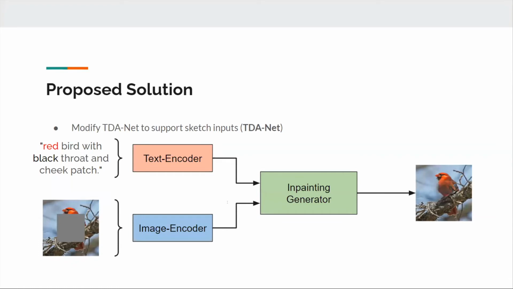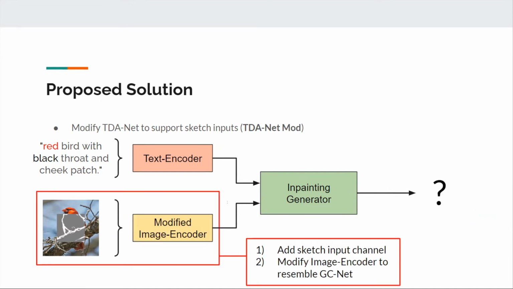Thank you, Khalid. Our proposed solution is essentially an extension of this TDANet network that we saw a moment ago. The TDANet only works with text inputs, and at a high level it has three components. The first is a text encoder, which learns how to extract information from the caption. The second is the image encoder, which learns how to extract information from the masked image. And then finally, it learns how to combine these and reconstruct the image. Our modification is only to the image encoder. We expand the inputs to allow for the sketch to be added, and then we also modify the image encoder itself to make its structure more resemble that of the GCNet, which was the model that used only sketch inputs.